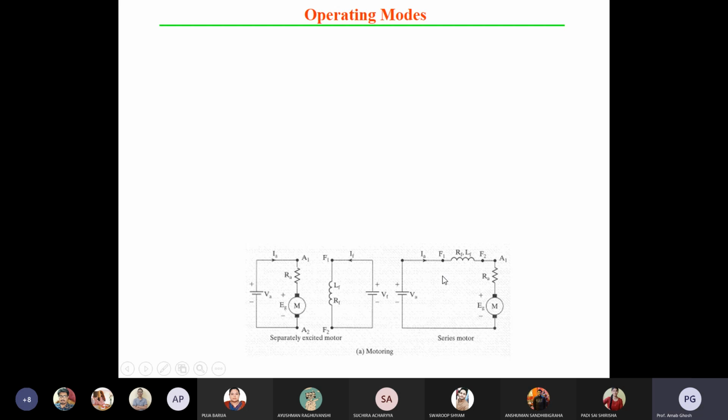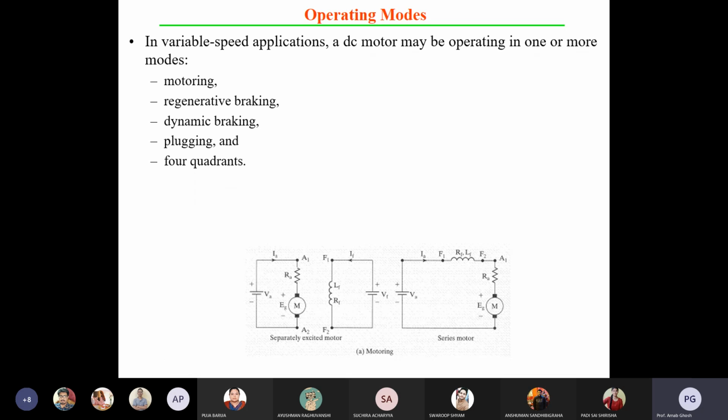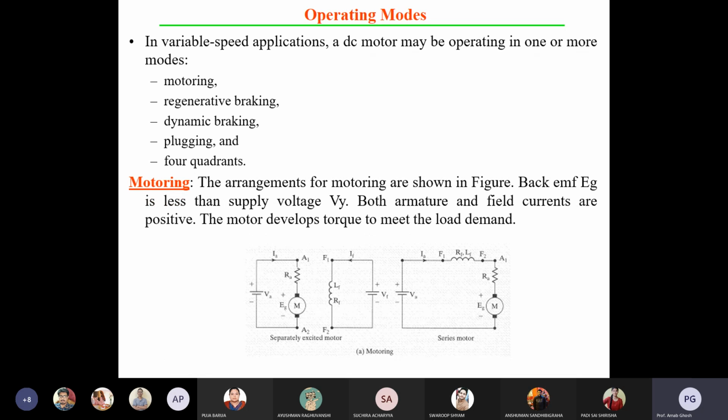So in my last class, we discussed the different types of drives, especially DC drives, and the basic operations for speed control by using power electronics converters for DC drives. Today we are going to discuss different modes of operation.